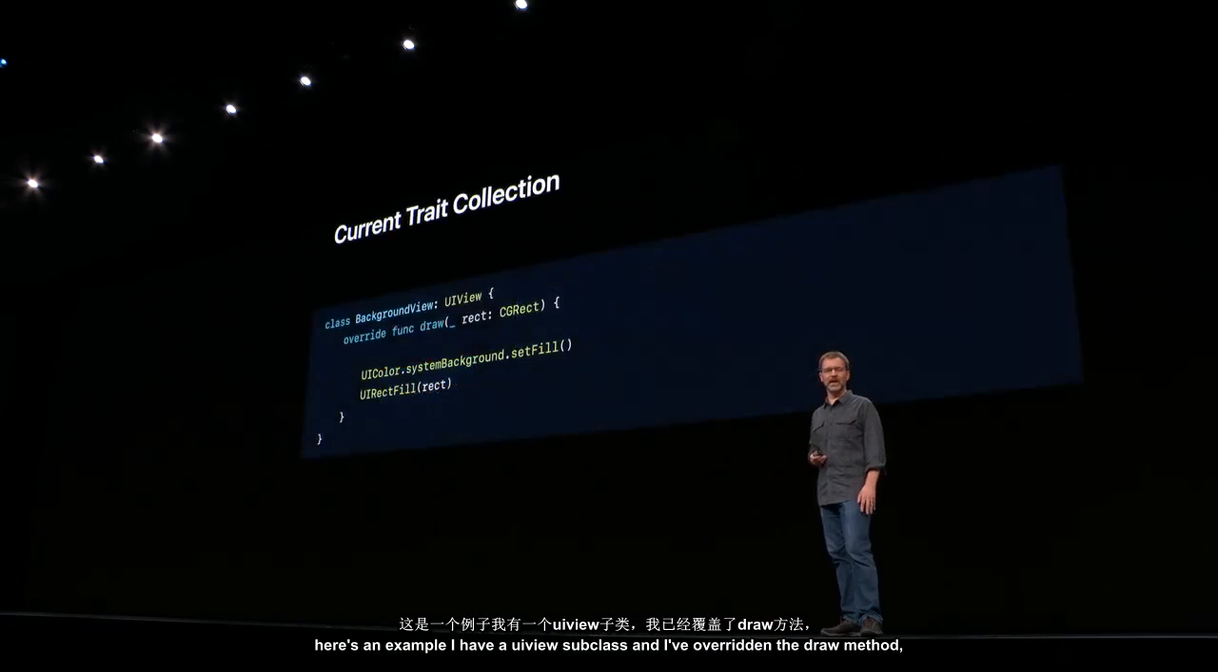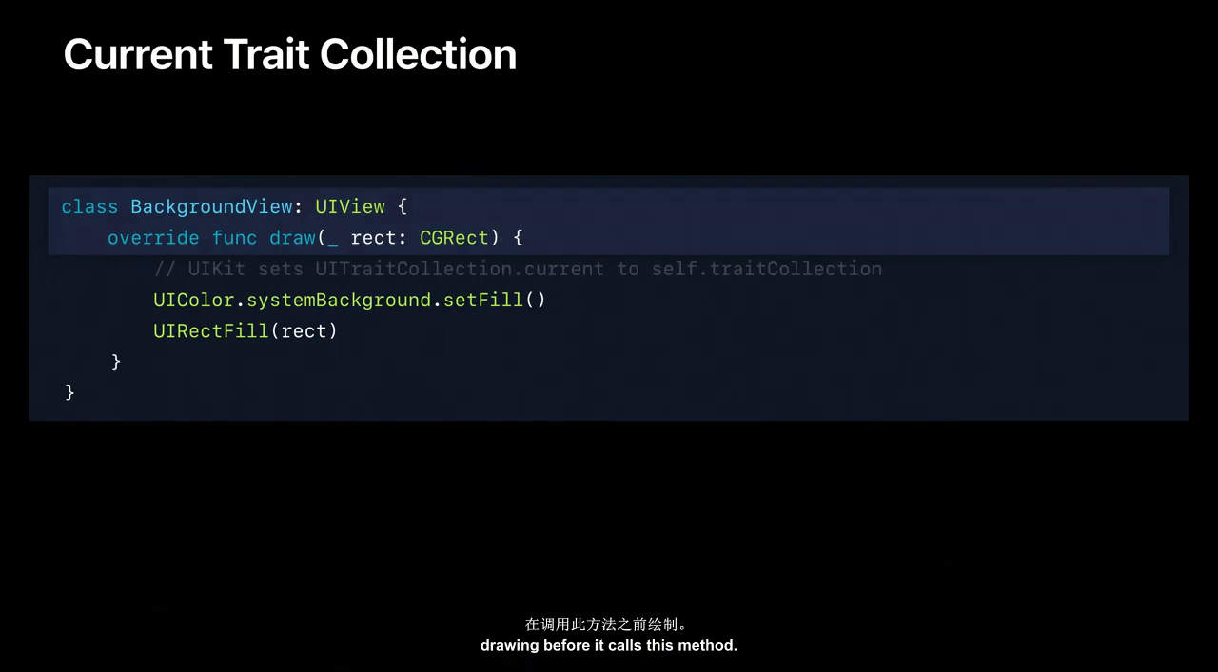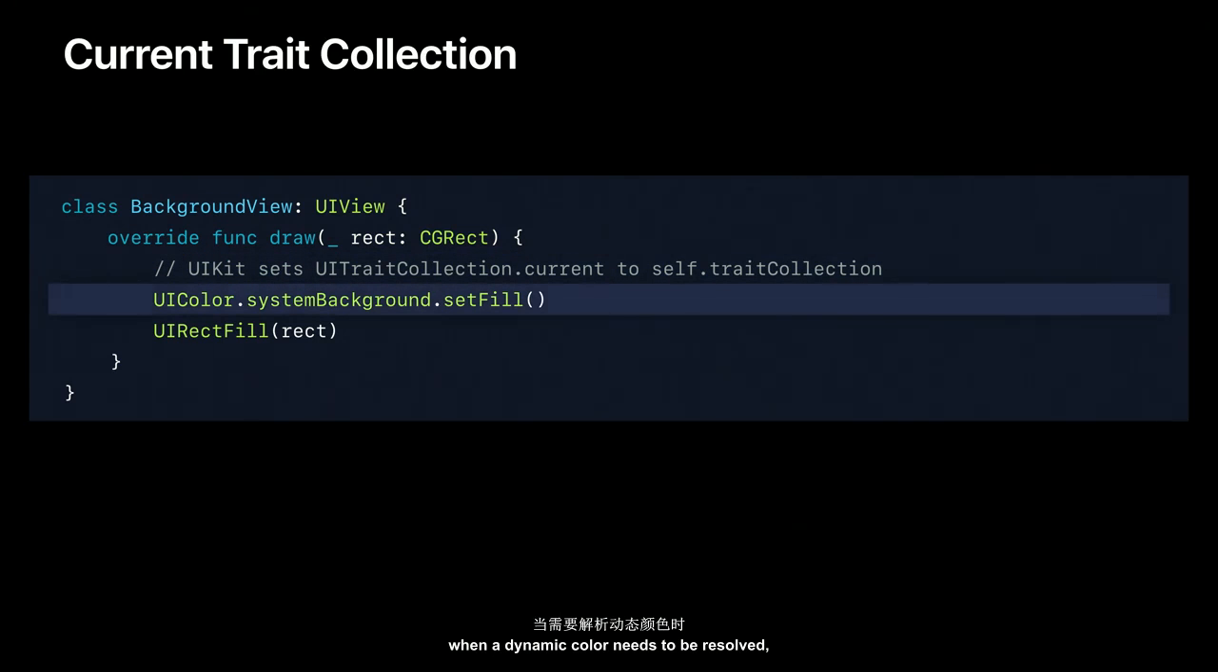Here's an example. I have a UIView subclass, and I've overridden the draw method. So this view will do all of its own drawing. Before it calls this method, UIKit will set the current trait collection to the view's trait collection, so that inside this code, when a dynamic color needs to be resolved, it will use the view's trait collection. In fact, when the mode changes, UIKit knows that you overrode the draw method. So it will automatically call setNeedsDisplay on your view. It will draw again with new colors.